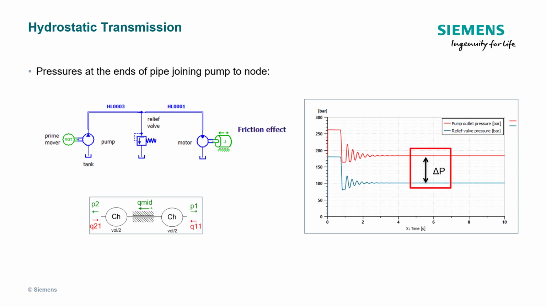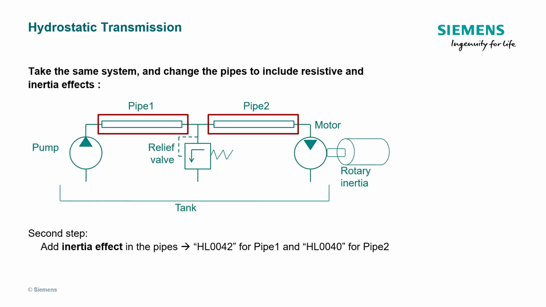Then we observed that there is a pressure drop between pipe inlet and outlet due to the introduced resistive effect. Then in the second step, we will introduce inertia effect in both pipes and check the results. Please select the submodel HL0042 for pipe 1 and HL0040 for pipe 2.